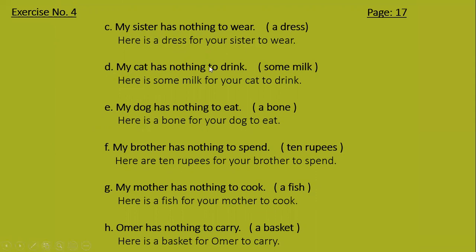Number D, "My cat has nothing to drink." Some milk. "Here is some milk for your cat to drink." Number E, "My dog has nothing to eat." A bone. "Here is a bone for your dog to eat." Number F, "My brother has nothing to spend." 10 rupees. "Here are 10 rupees for your brother to spend." Number G, "My mother has nothing to cook." A fish. "Here is a fish for your mother to cook."